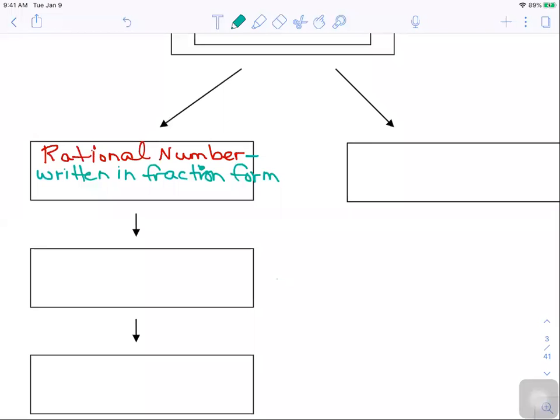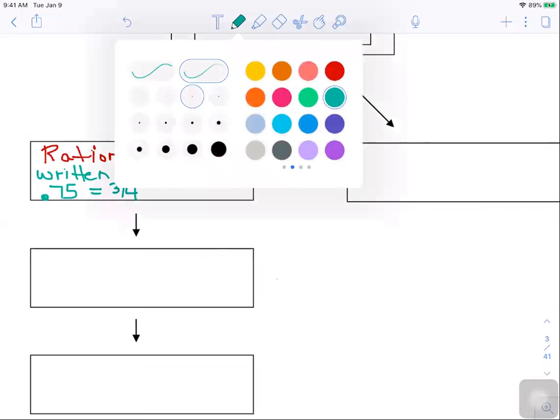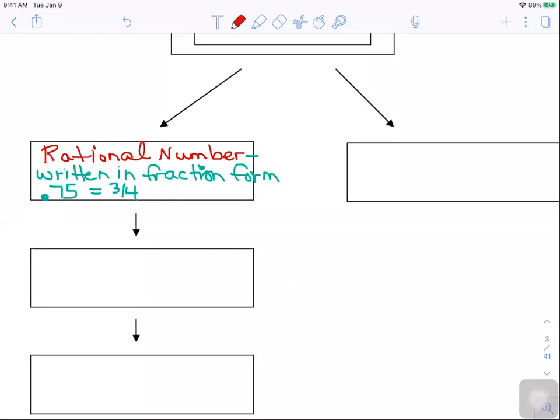Now I'm going to give you a couple examples just so you know what I'm talking about. 0.75 can be written as 3/4. So even though it's a decimal, if we can write it as a fraction, it's called a rational number. Another example would be 0.3 repeating: 0.33333333 until you can't say any more threes. I put a little hat on top of that, our repeating bar. That number is 1/3. So any number that can be written as a fraction is called a rational number.